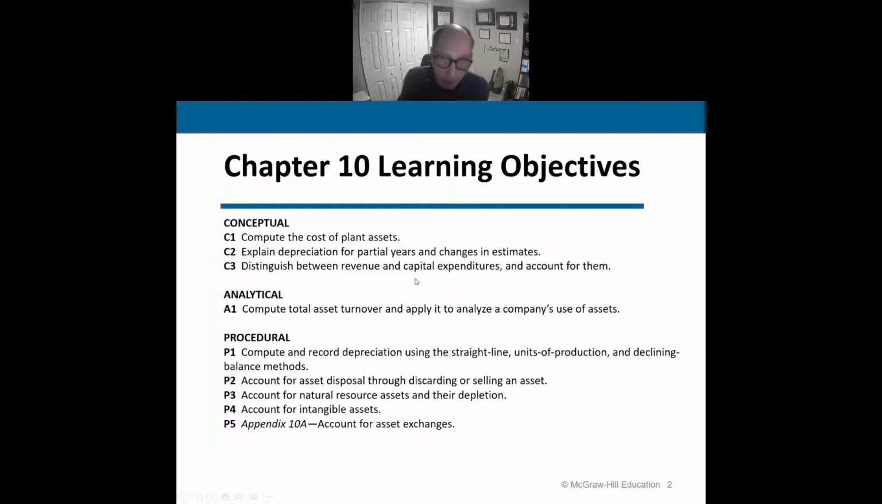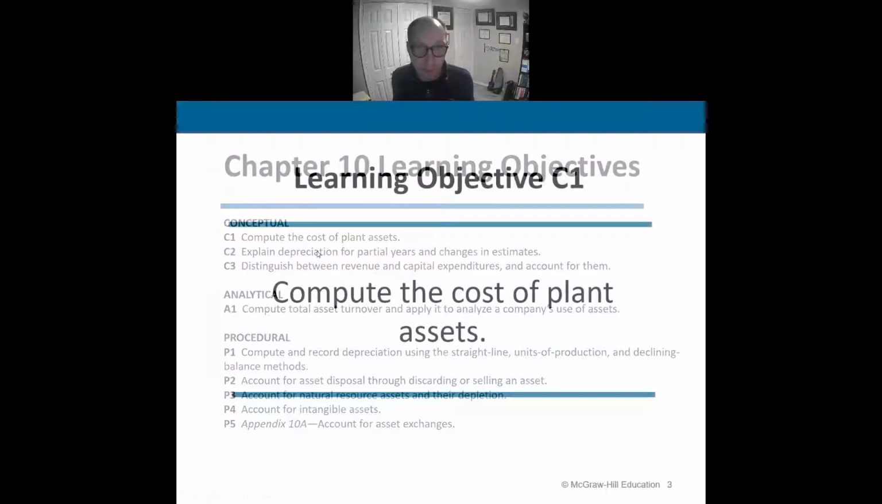And of course, I can't talk about property, plant, and equipment without talking about this thing called depreciation. Depreciation is, over time, our long-lived assets like property, plant, and equipment, they lose their usefulness. They break down. The building starts to fall apart. The equipment needs to be repaired. The property is not maintained. So over time, these things lose their usefulness. And so we need to account for the loss of that usefulness. We call that depreciation. We'll talk a lot about that.